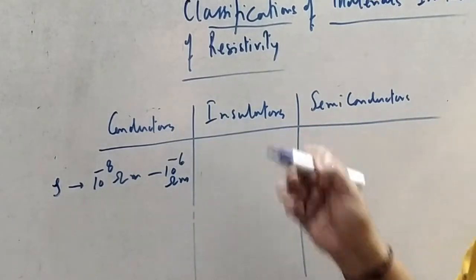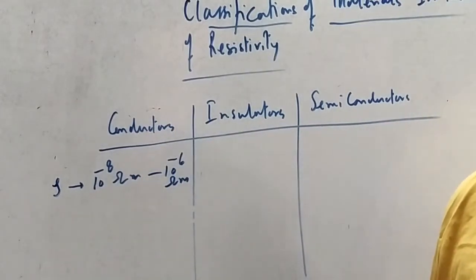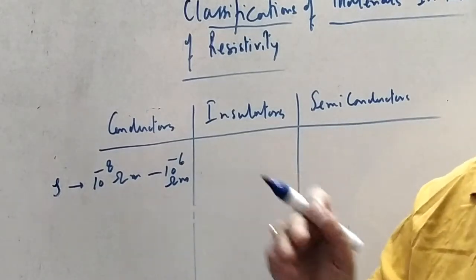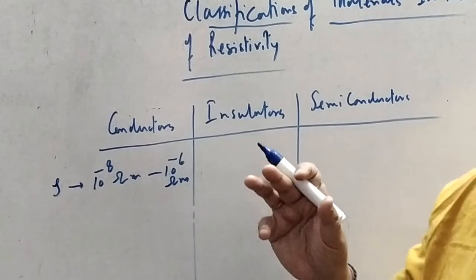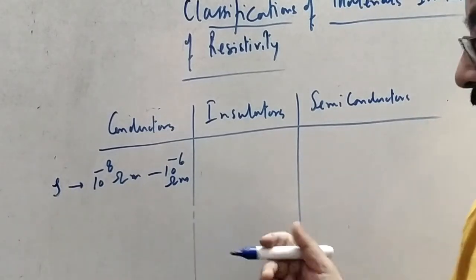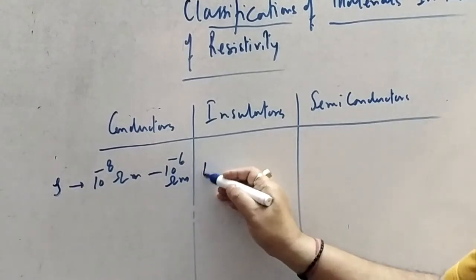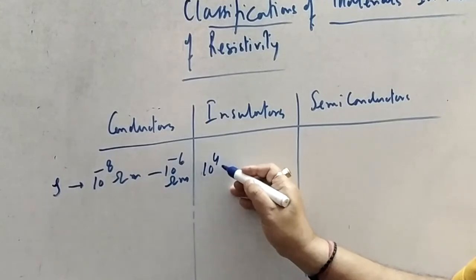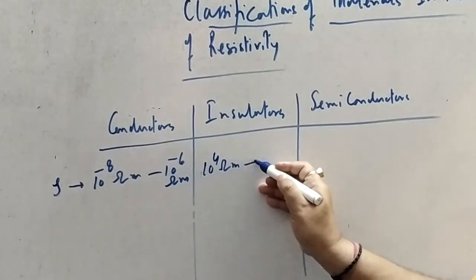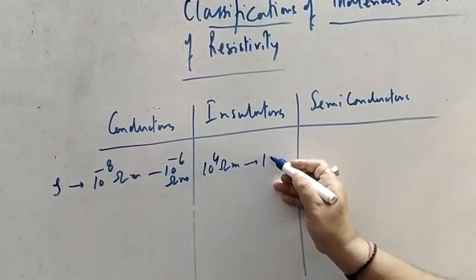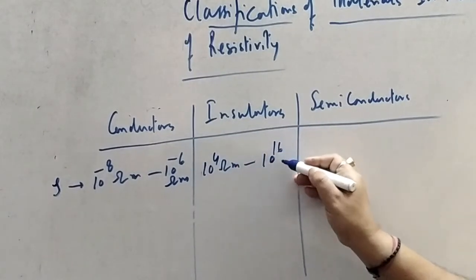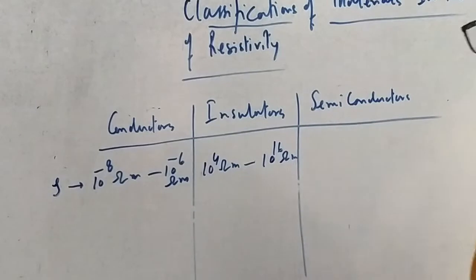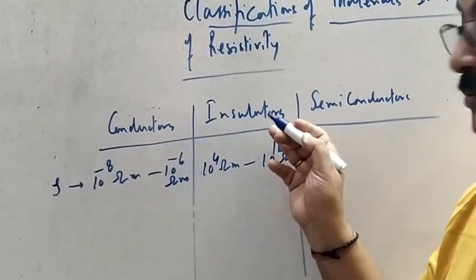What happens in insulators? In case of insulator, it can never allow any current to conduct through them. That means it has very, very high resistivity. It may have resistivity 10 to the power plus 4 ohm meter to 10 to the power 16 ohm meter. Okay, this is insulator.